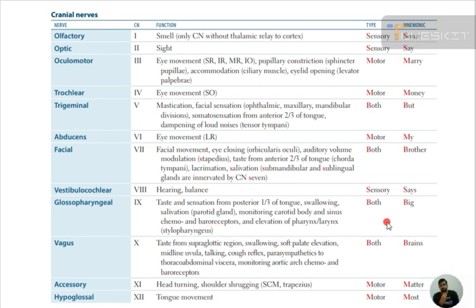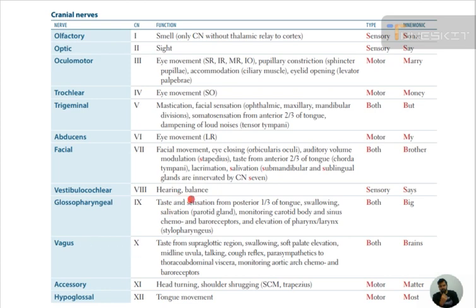It is also both sensory and motor in nature, as it senses the taste from the posterior one-third of the tongue, and by motor means as it elevates the pharynx and larynx.